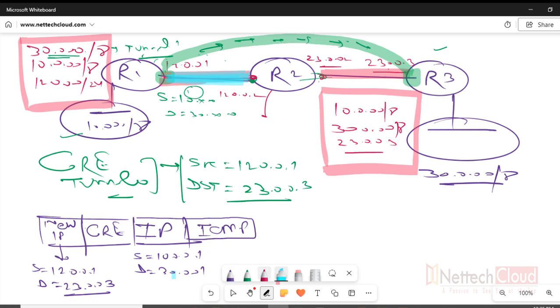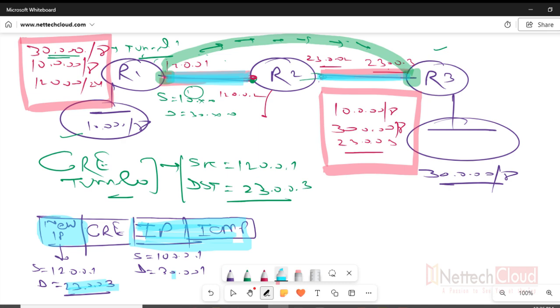So once the packet reaches R2, R2 will look at the outermost IP header, not the original or internal IP header, right? Because the original packet is encapsulated. So R2 will now look at the outermost IP header. What is the destination address? 23.0.0.3. Do I have a route for 23.0.0.3? Yes, 23 is a directly connected network segment. So this way the packet is successfully routed to R3.